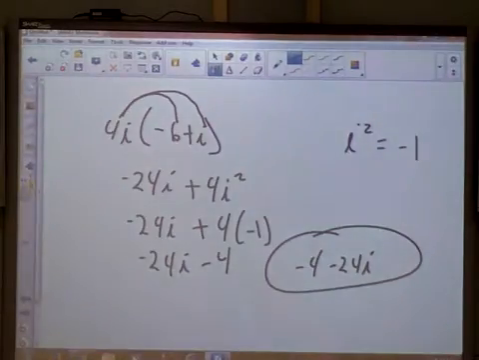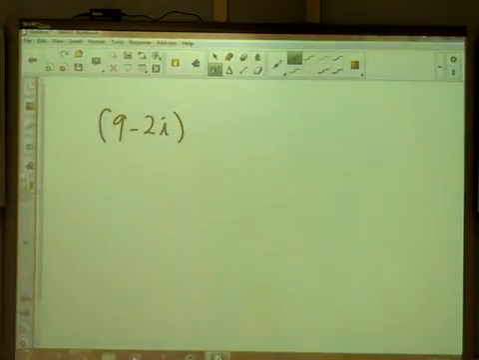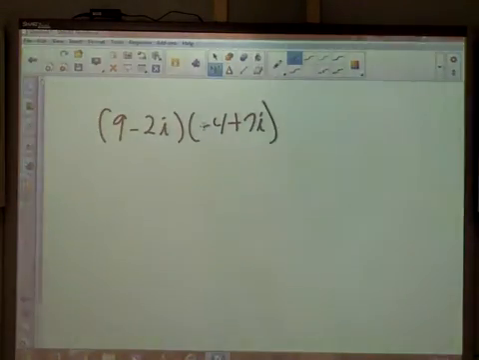Alright, these are my favorite kind of multiplying because we're going to do FOIL on it. I got 9 minus 2i, and after this we'll solve an equation where we get an i answer, because that's where we need to be. 9 minus 2i times negative 4 plus 7i.